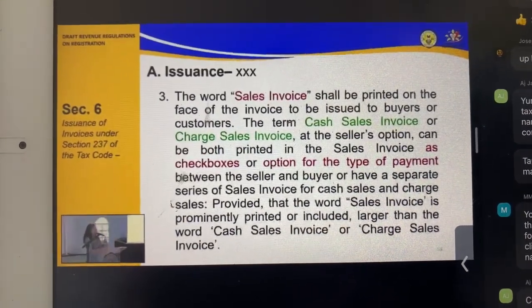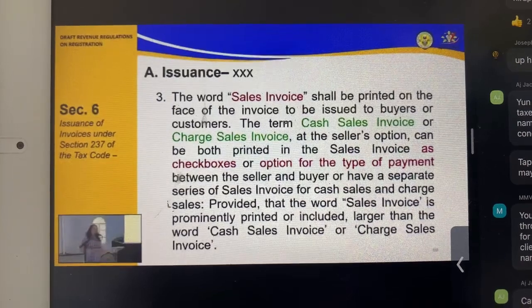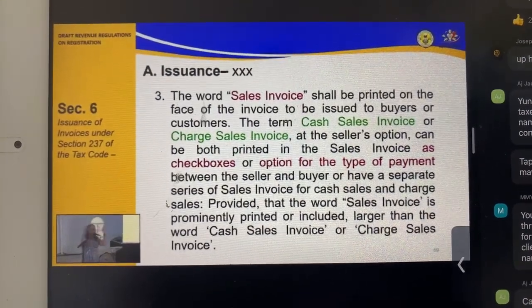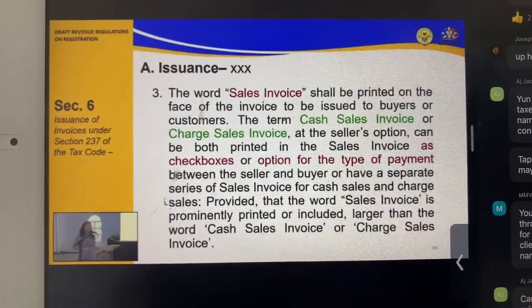Yan pong inyong sales invoice. Okay? Sabi natin, generic yung word na sales invoice. Diba? Pwedeng... Sige po.